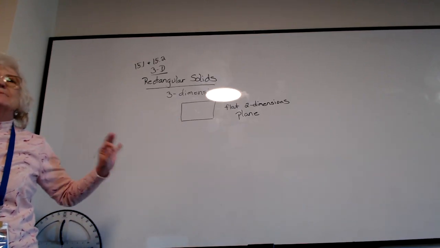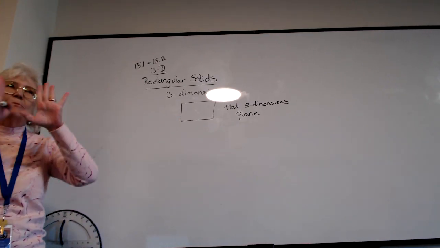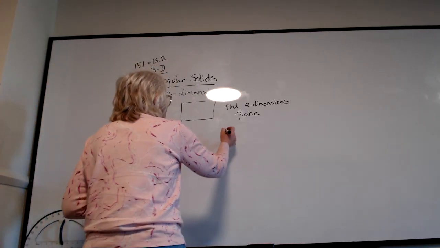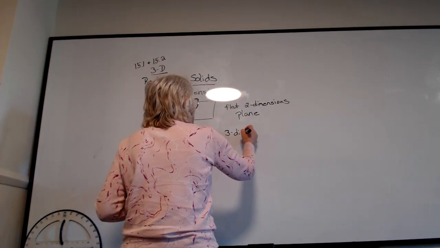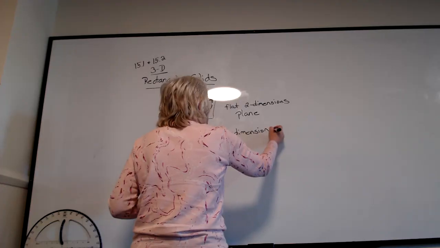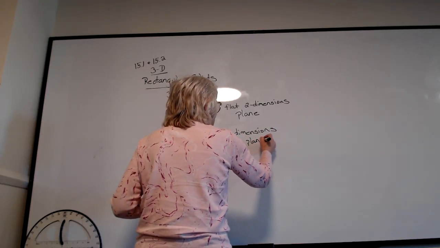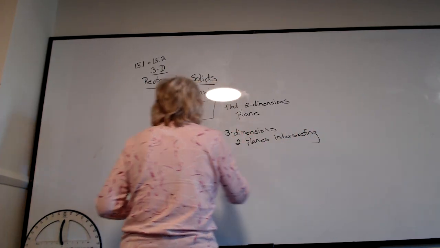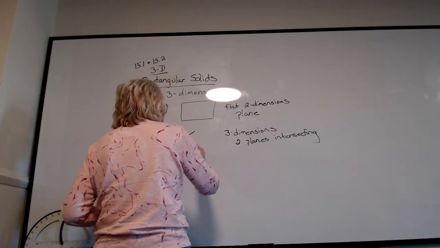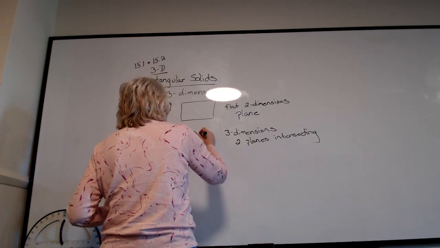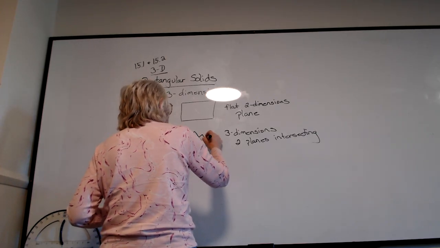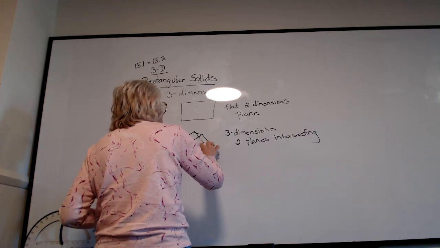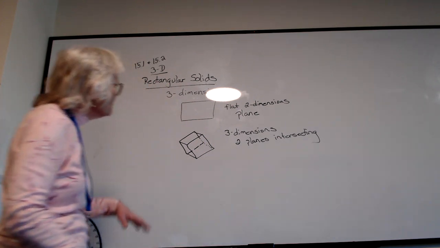So when we get to 3 dimensions, we are actually talking about 2 planes that intersect, okay? So when we get to 3 dimensions, it is basically 2 planes intersecting. So I might draw, it's harder to draw 3 dimensions, I'll draw kind of a cube-like thing. Okay, so that's 3 dimensions.